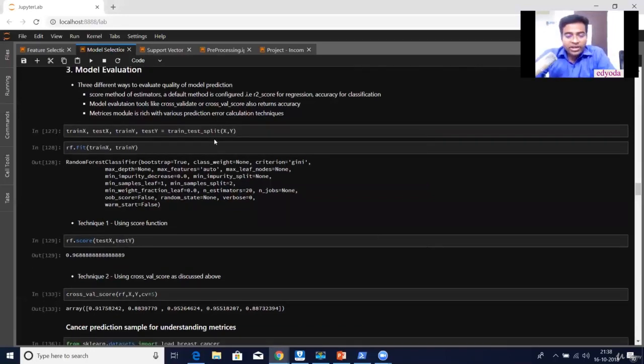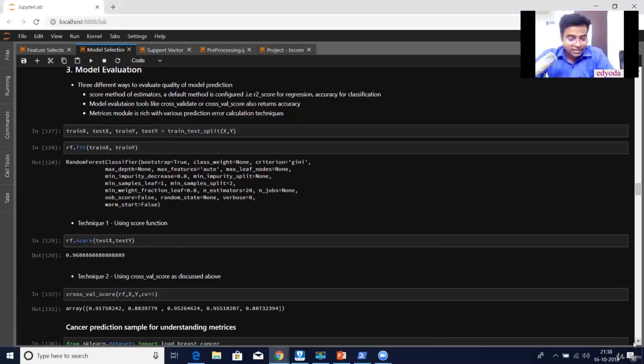Let's first create a model and get some prediction out of it. As we have used throughout, we split the data into train and test, train the model, and use the score function, which uses the default function. As you can see, for random forest, we are getting an accuracy of 96.8. If you do rf.score, it internally uses the accuracy function, and it calculates that.